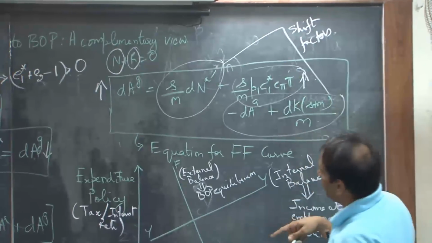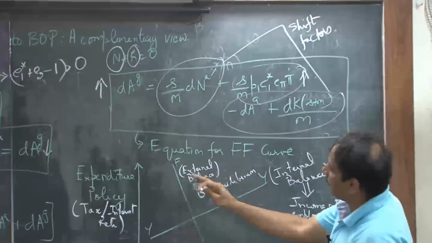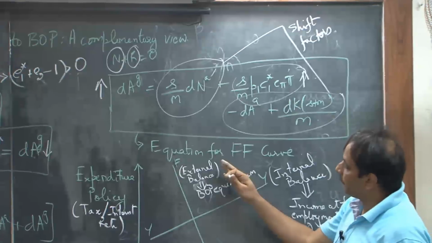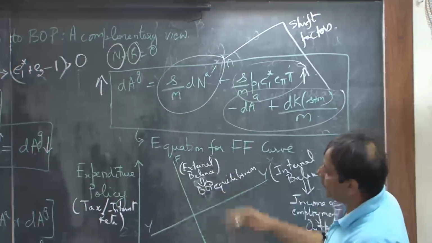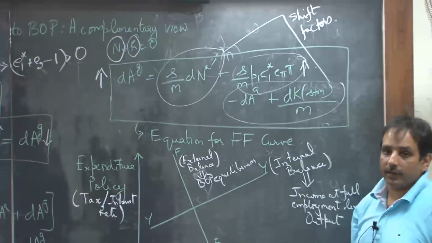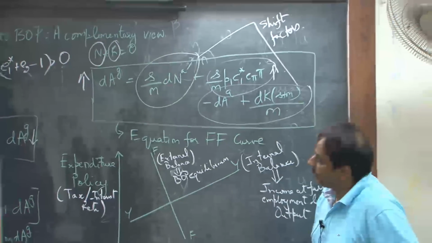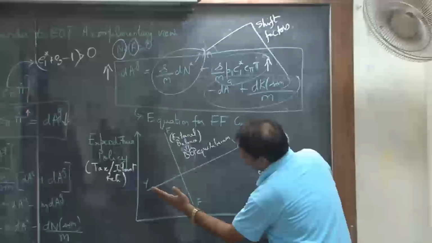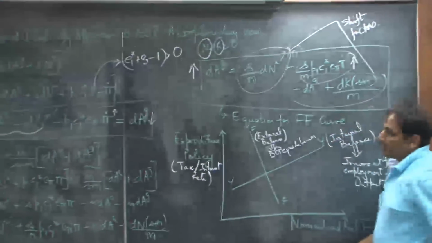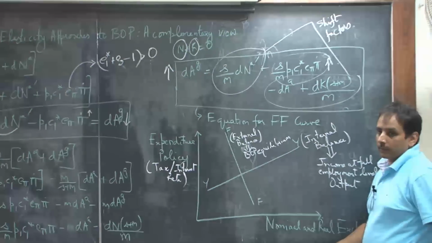They will all lead to a shift of the FF curve, either upwards or downwards. If it moves upwards, then it means that you adopt more restrictive expenditure policies. If it moves downwards, you adopt less restrictive expenditure policies.